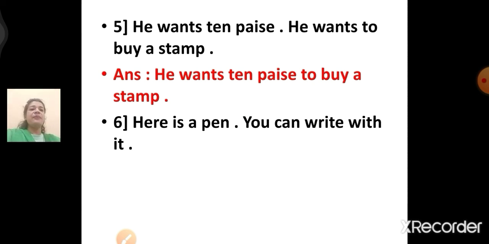Sixth one, here is a pen, you can write with it. Here is a pen for you to write.